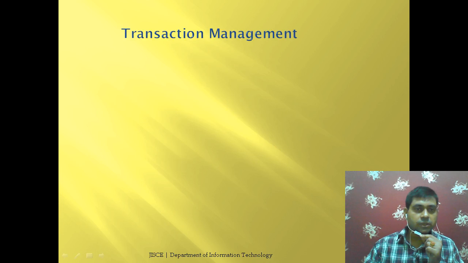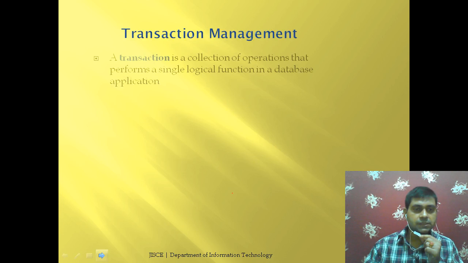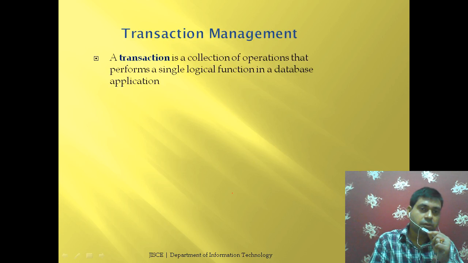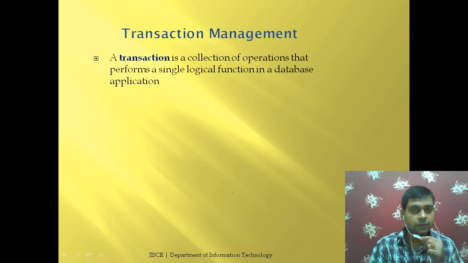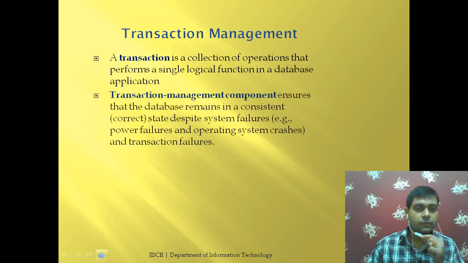Now, in short, we'll discuss transaction management as well. A transaction is a collection of related operations that performs a unit of task at the end. That is called a transaction. There are different transaction management components that ensure the database remains in a consistent state. Consistency is the key aspect of a transaction. Whatever happens, even if there is a power failure, operating system crash, or transaction failure, the database must remain consistent, right?